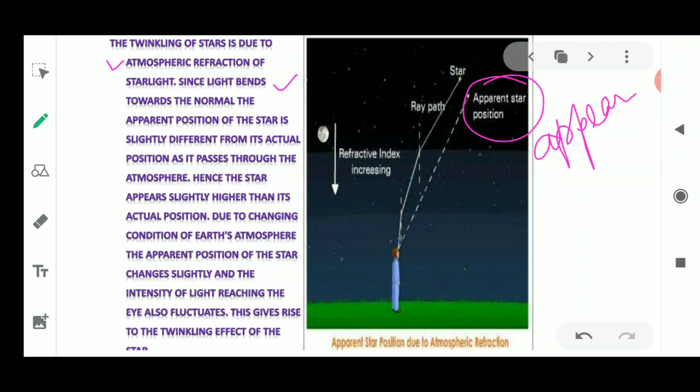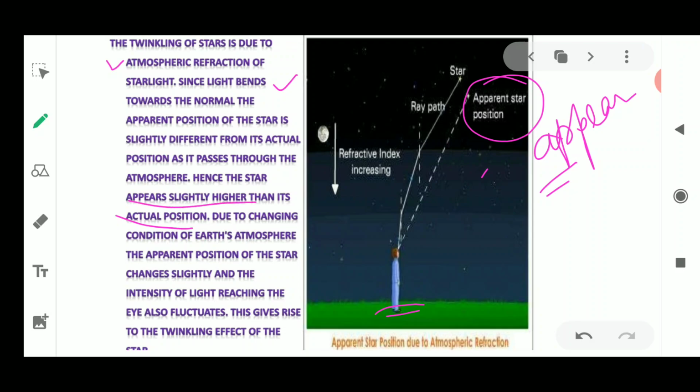The position of the star is very much different, and whatever we are seeing from the earth's surface is only appearing. So this is the apparent position of the star, which is going to be different from the real position. Now the star appears slightly higher than that of the actual position.